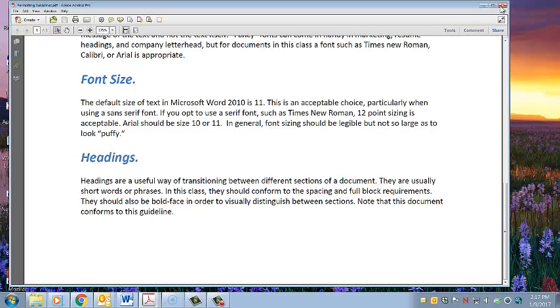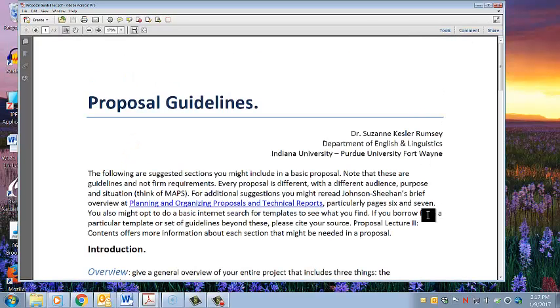Okay, so next document then is the proposal guidelines. So these are suggestions. None of these are required.